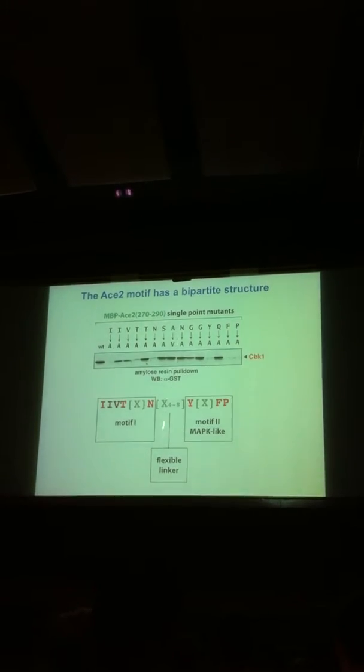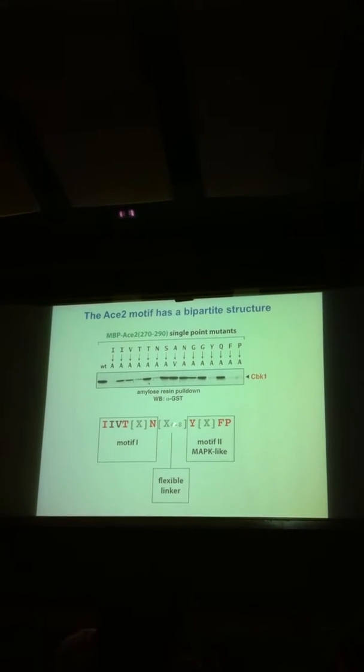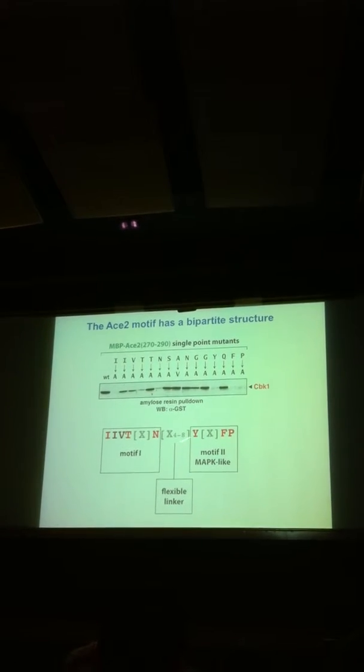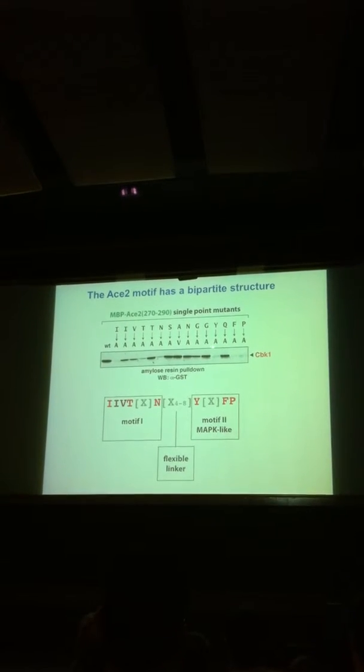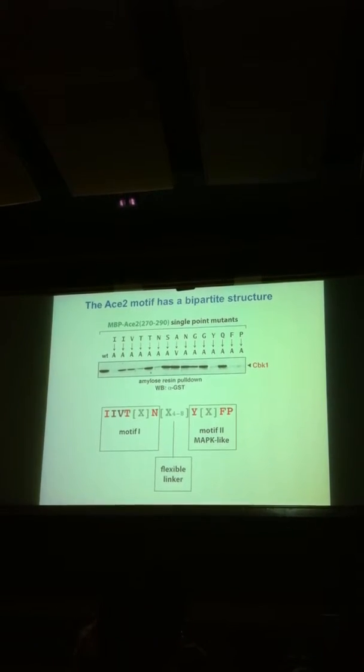We're actually able to insert up to 4 amino acids in the middle of it and not affect binding. So we think there's a flexible linker in the middle. And then there's a C-terminal motif, which has this YQFP. And more about this in a moment.